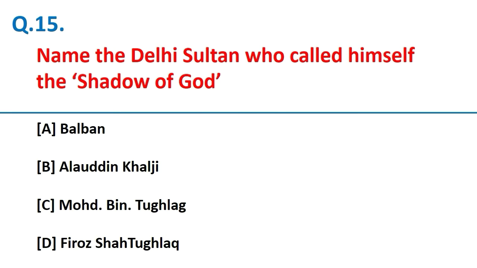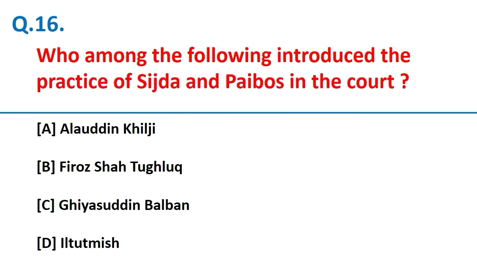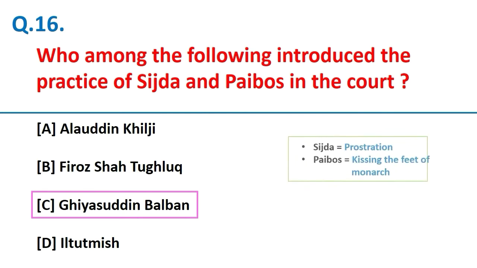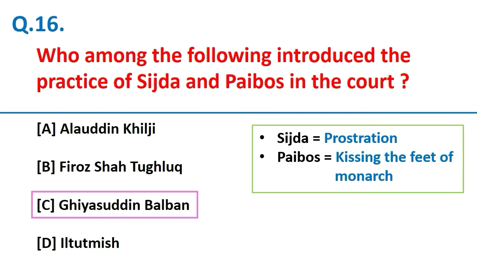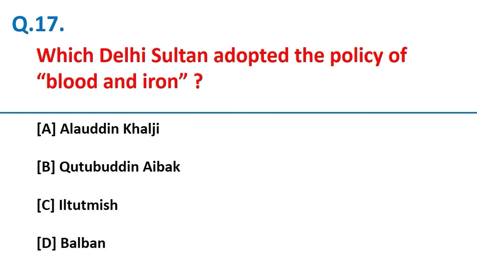Next question. Name the Delhi Sultan who called himself the Shadow of God. Balban. Question number 16. Who among the following introduced the practice of Sijda and Paibaj in the court? Ghiyasuddin Balban. And friends, Sijda means prostration and Paibaj means kissing the feet of the monarch. Question number 17. Which Delhi Sultan adopted the policy of blood and iron? Balban.